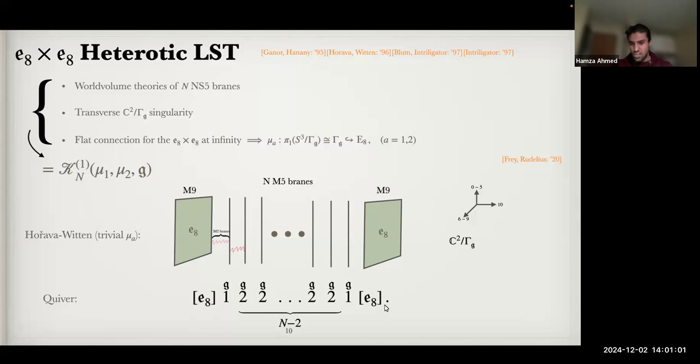And so in the quiver notation that I introduced earlier, this is the theory that you get. Remember the square brackets are the flavors, so you have these E8 times E8 flavor symmetries, and then you have the singularity G on top of each of these strings. So the 1, 2, 2, 1 configuration is what you get in this case. This is not the full tensor branch. This is what's known as the partial tensor branch of the theory. And this partial tensor branch is the same for any E8 times E8 LST. However, if you want to write down the full tensor branch, that actually depends on what your singularity is.